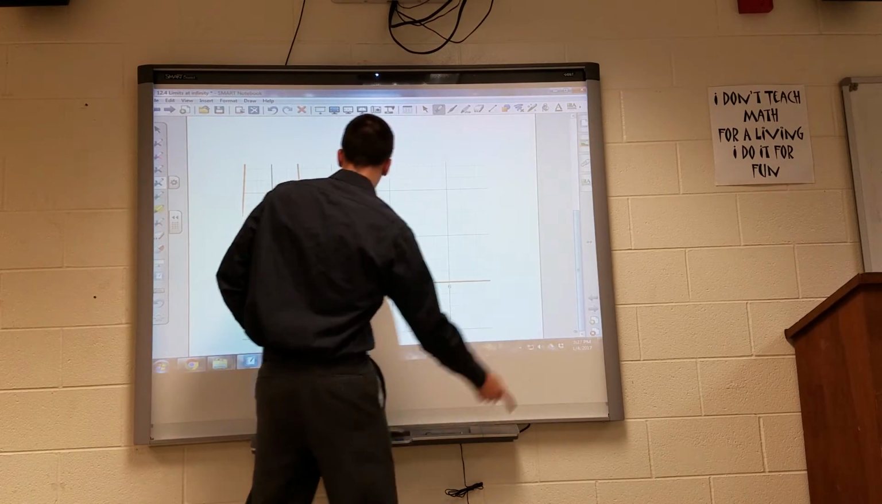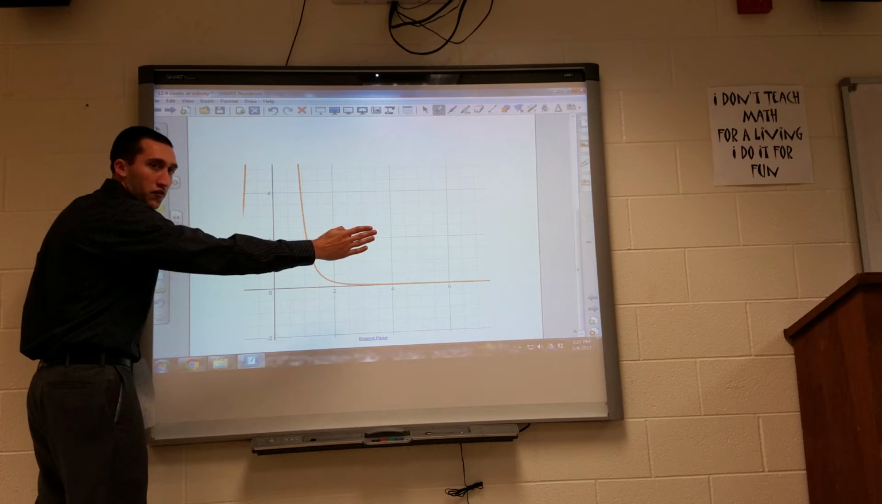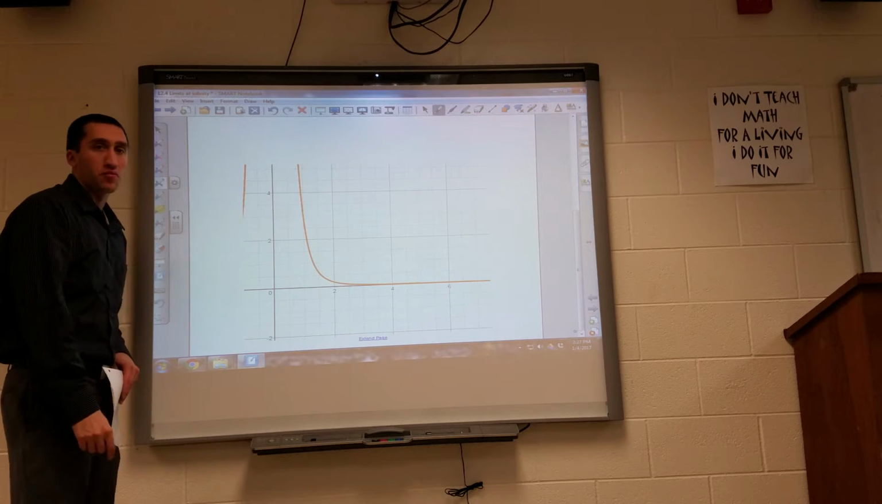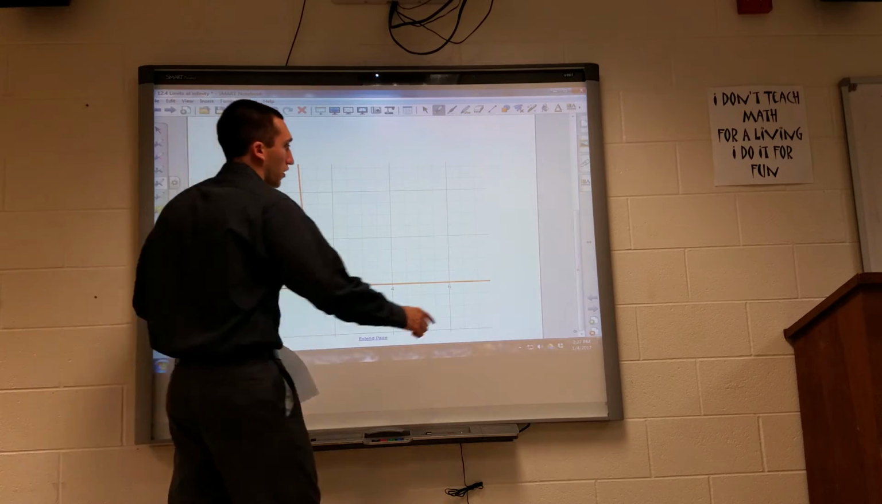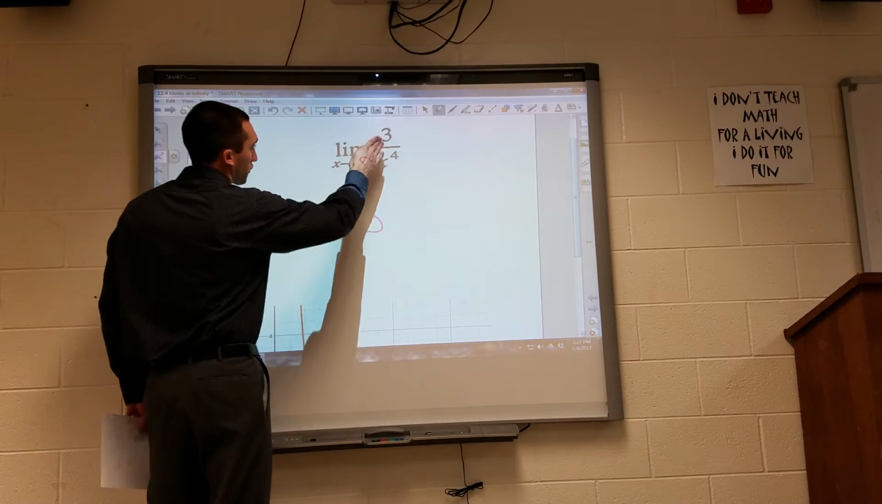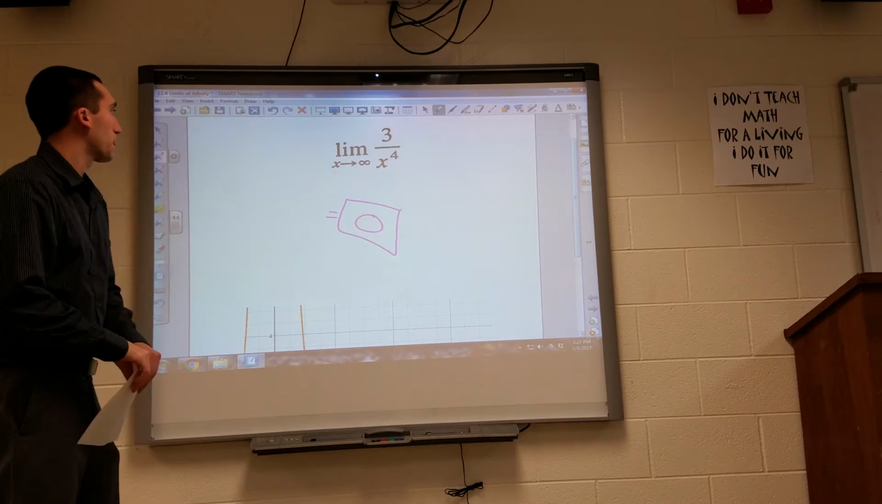You'll see it on our graph. As our x values go out towards positive infinity, our function is definitely going to approach 0. So with a larger degree in the denominator, our limit is going to approach 0.